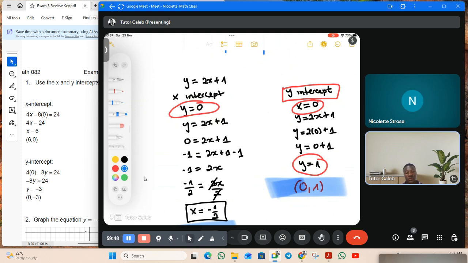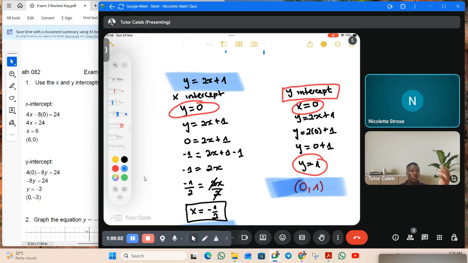So, an example of equation that I gave you was this equation, y equals 2x plus 1. This is an example of a straight line, okay? Now, we can find the x-intercept and the y-intercept. Remember, we said that on the x-intercept, the y-coordinate is always 0, and on the y-intercept, the x coordinate is always 0.